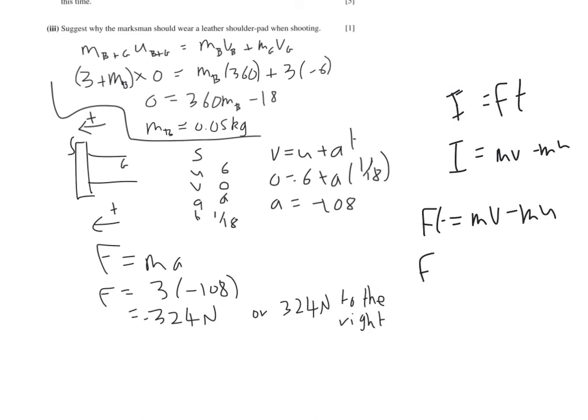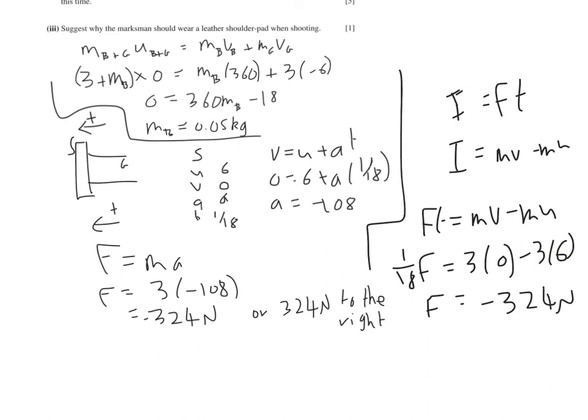So F is what we want to work out. The time taken is 1/18 of a second. The mass is 3 kilograms. The final velocity is going to be 0. 3 kilograms, the initial velocity was 6. So we get minus 18 times 18 gives minus 324 newtons. So that's an alternative approach.